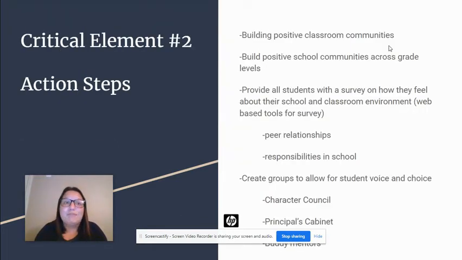Some ideas I have for improving this positive classroom community from your students' perspective is just creating those positive classroom communities. Those happen through team building. Those happen on the playground, in the lunchroom, in the hallway. They happen everywhere. The opportunities are endless.